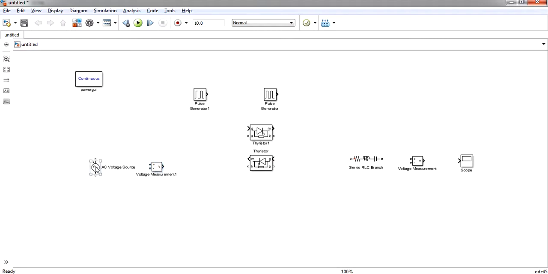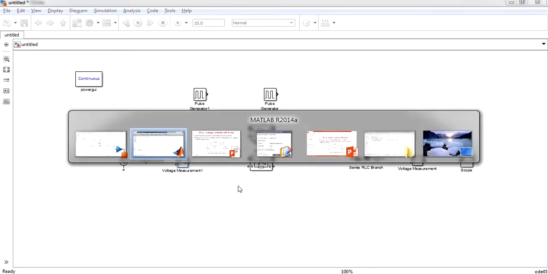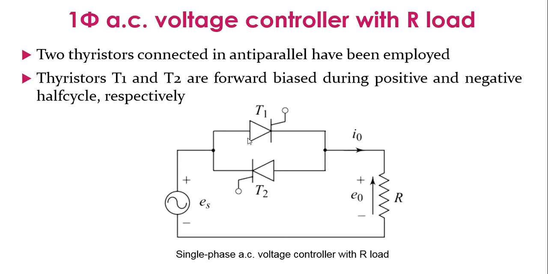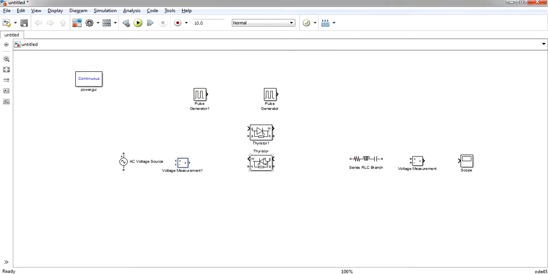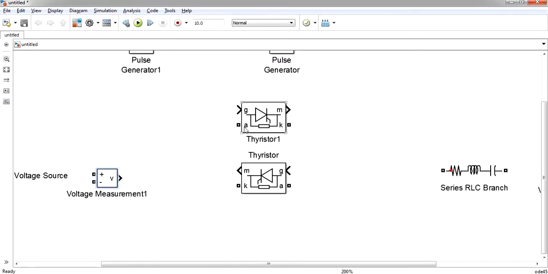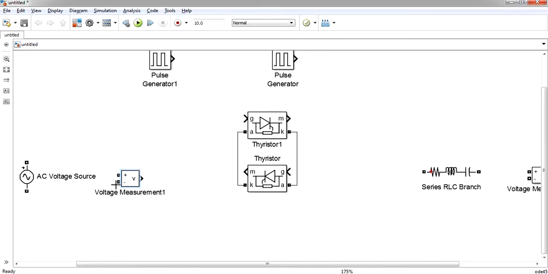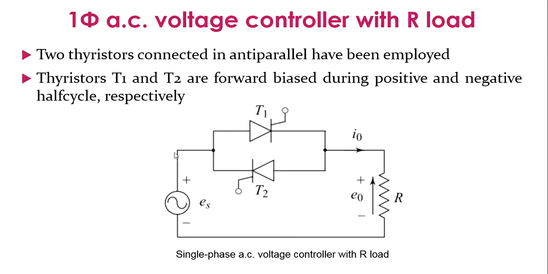Let us make the connections first. As you can see in this diagram, the two thyristors are connected in such a way that the anode of one is connected to the cathode of the other, and the cathode of one to the anode of the other. Here you can see the notations A and K, which stand for anode and cathode. So I am connecting the anode of the first to the cathode of the second, and the anode of the second to the cathode of the first, in this way.